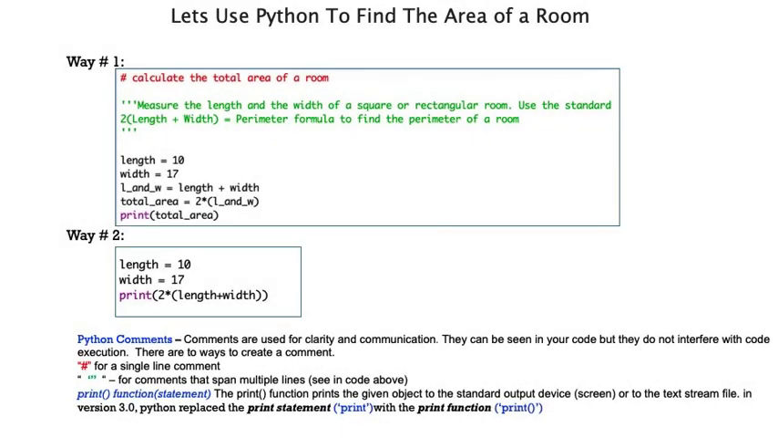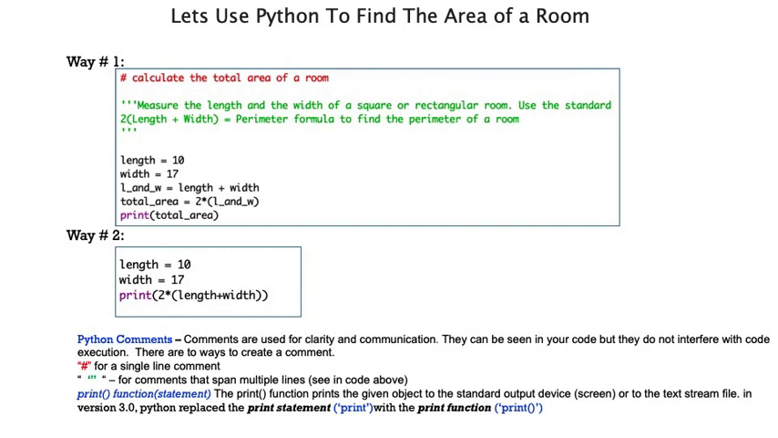So let's now use Python to find the area of a room, pulling together some of the things we've learned so far. I'll show you how to do this in 2 different ways. There are several ways you can do this, certainly. Measure the length and the width of a square or rectangular room. Use the standard 2 times length plus width. That'll get me my perimeter formula to find the perimeter of a room. So we are given values for length and width. 10 is the length, 17 is the width. So now we have a choice. How do we want to figure this out?